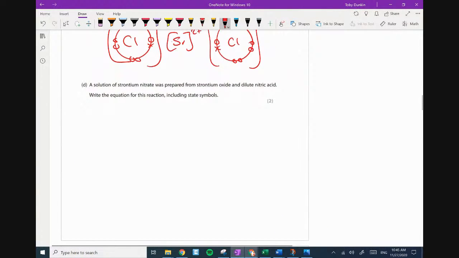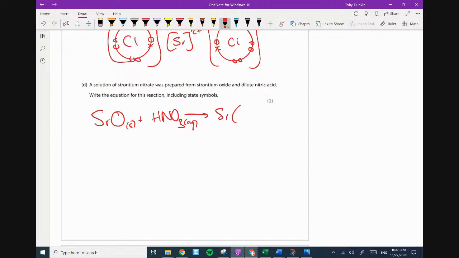Next, a solution of strontium nitrate was prepared with strontium oxide. Write an equation, including state symbols. Strontium nitrate, Sr(NO3)2, aqueous is the solution. Was prepared from strontium oxide, which will have been a solid. Strontium's a 2+, so that's just that. Plus nitric acid, HNO3, aqueous.